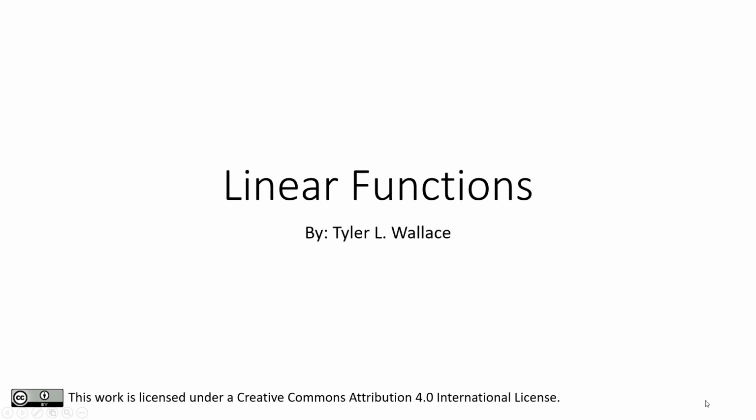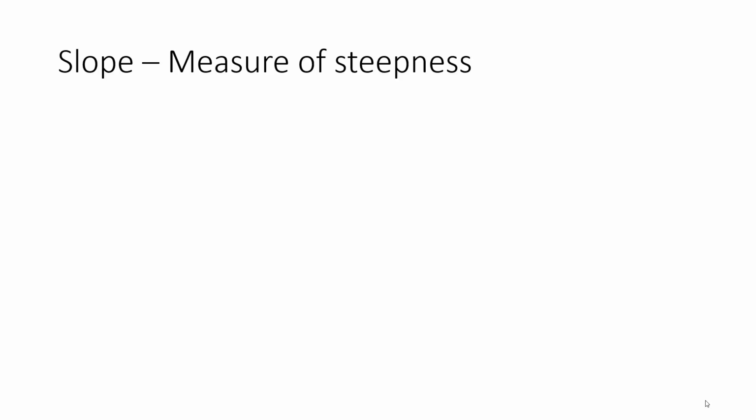The most basic type of function is what is called a linear function, and that's what we're going to take a quick look at today. We've already seen linear functions, so this is going to be a quick overview review of everything you've seen. First, the slope. Slope is a measure of the steepness of a line, or how quickly it increases or decreases.